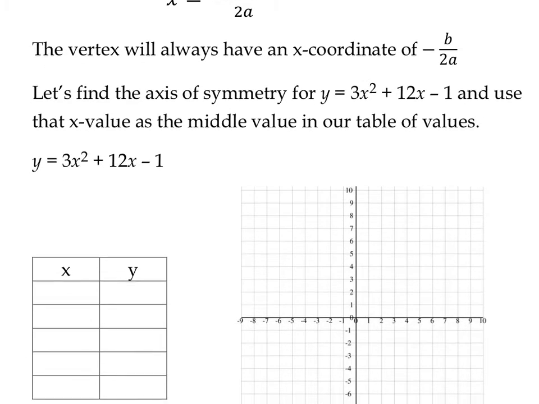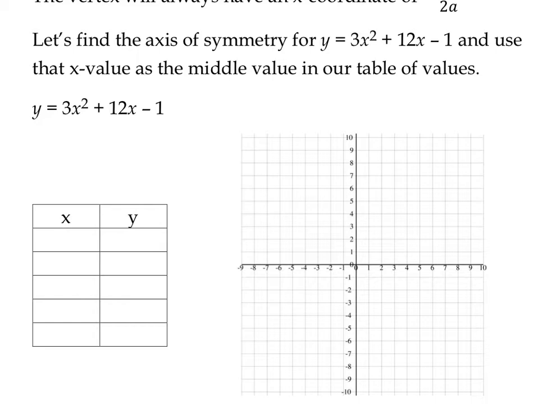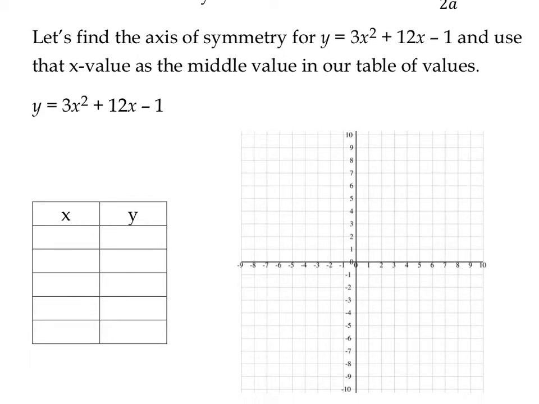So we're going to find the axis of symmetry for 3x squared plus 12x minus 1. And we're going to use that to then get a table of values and graph it.